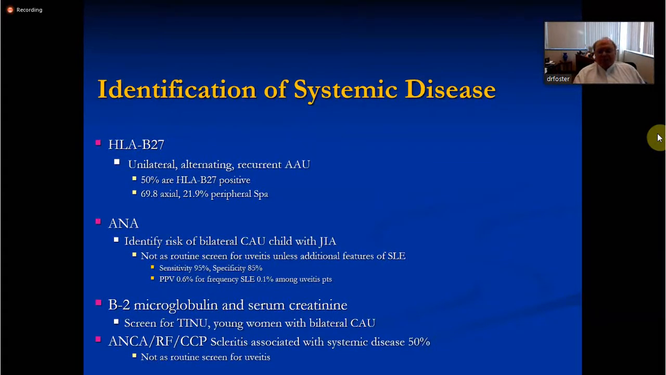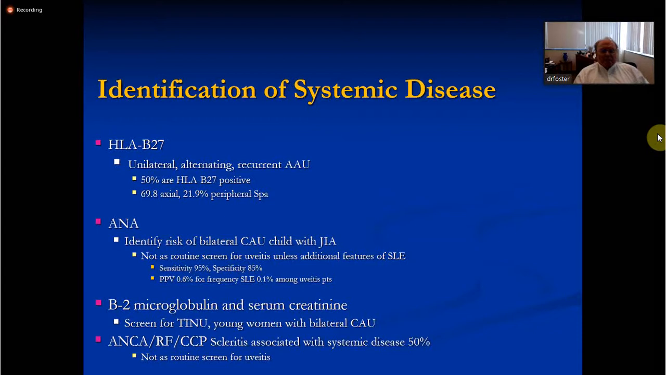What about HLA-B27? Everybody in my practice gets screened for B27 positivity. They're also going to be looked at one way or another for spinal arthritis, sacroiliitis.